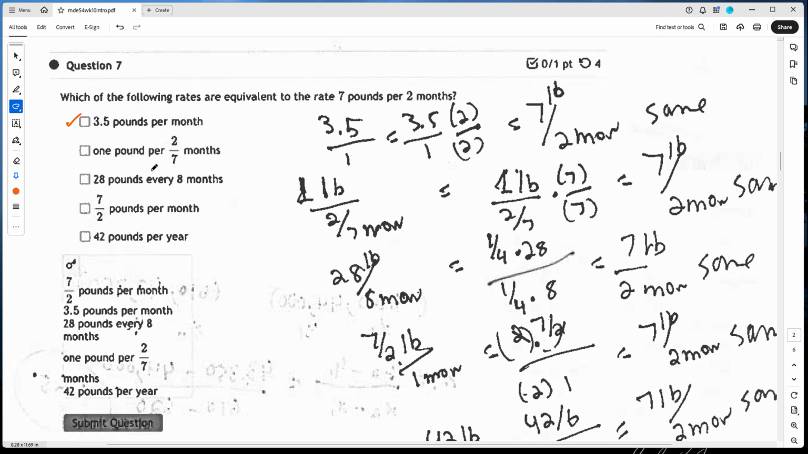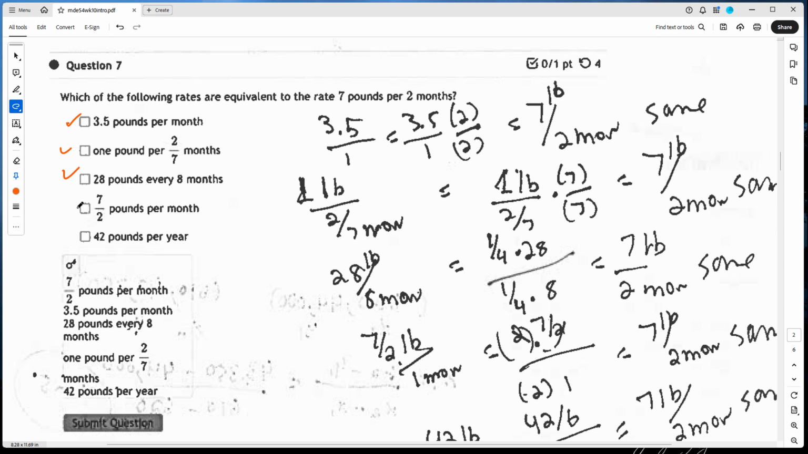And I took the next one here. I have 1 pound per 2/7 of a month. Then I multiplied it by 7 over 7, and the 7s cancel there. I end up with 7 over 2, and that was the same. Then I have 28 pounds for 8 months. I took each one of these and divided it by 4. I end up with the same thing there, 7 pounds for 2 months. So that one's the same.